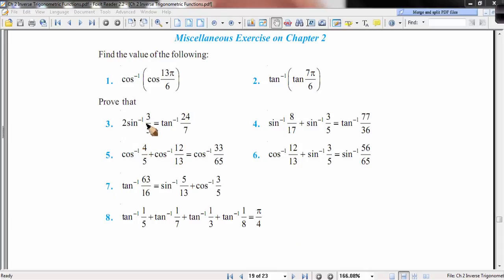Next one, we need to prove 2 sin inverse of 3 upon 5 is equal to tan inverse of 24 upon 7. We need to prove 2 sin inverse of 3 upon 5 is tan inverse of 24 upon 7.